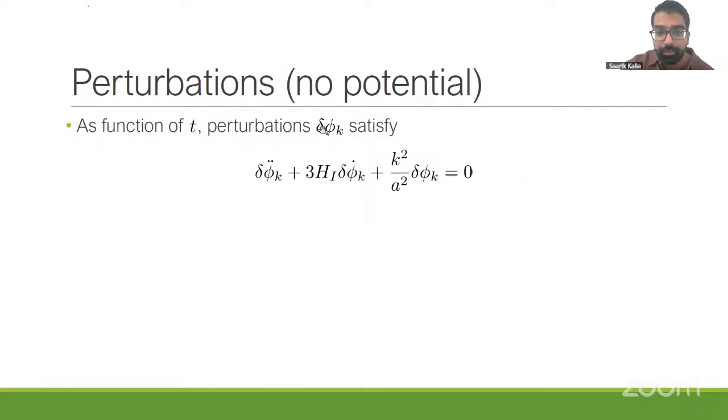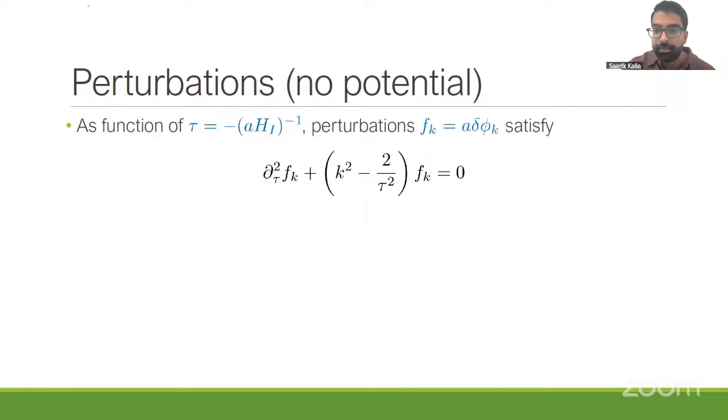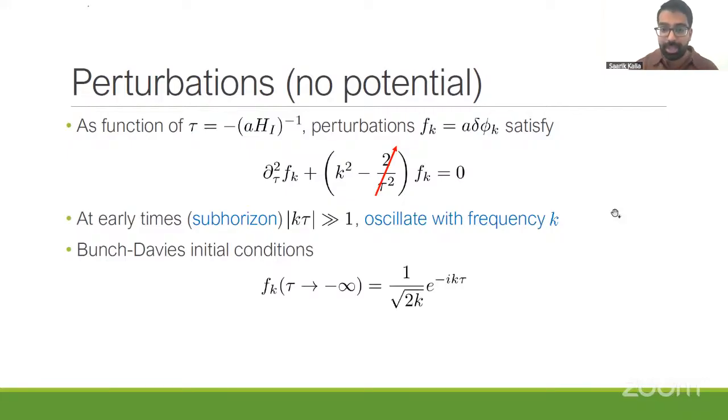The perturbations will satisfy this equation here, which again is just the Klein-Gordon equation, basically, in an expanding background. I'm going to make a quick change of variables, which is a fairly common change of variables to make in the context of inflation. I'm going to work with this f, which is basically just a rescaled version of del phi, and I'm going to think about things in terms of conformal time tau. If you cast things in that way, then the equation becomes a little simpler. It looks like this.